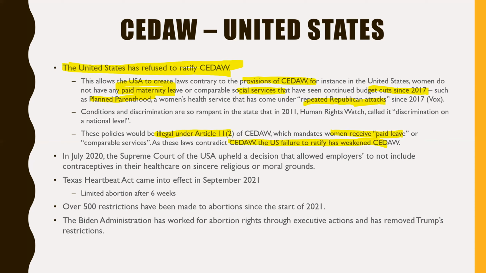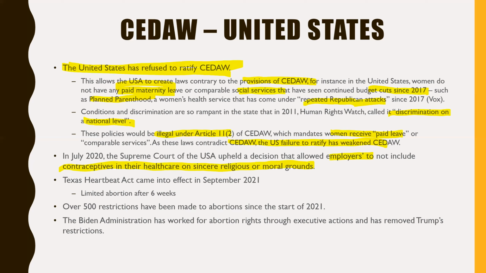Human Rights Watch have also called the discrimination within America discrimination on a national level. It is being criticised internationally and is looked upon as something very poor. In 2020, the Supreme Court of the USA upheld a decision that allowed employers to not include contraceptives in healthcare based on the employer's religious or moral grounds, which means your workplace can decide whether or not you can have access to the pill. It's a very controversial area, and it allows laws to be made about the bodies of women.